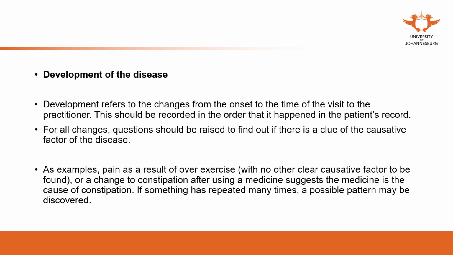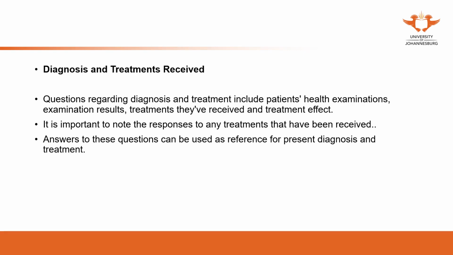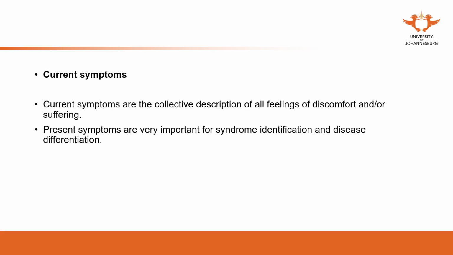Development of disease. You need to record the development and all changes. Diagnosis and treatments. What kinds of treatments have they received? What kinds of diagnosis from the blood test, the examination, or other practitioners? Current symptoms.